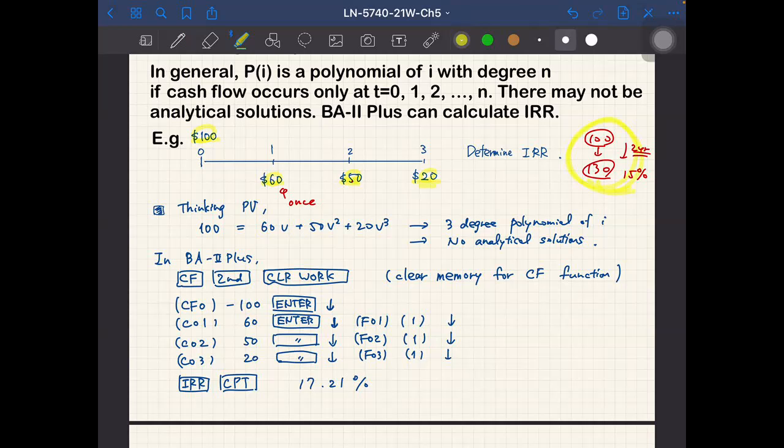It's understandable that this is larger than 15% because most of the cash flow is at earlier years. You receive the $60 at time 1. So actually the larger amount is at time 1 and the smaller amount is at time 3. That means the annual effective interest is higher. So 17.21% sounds like a very reasonable answer.